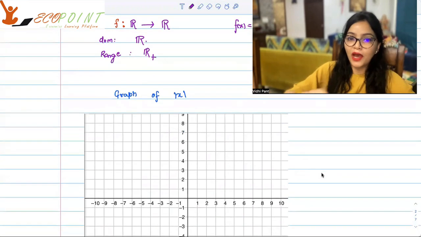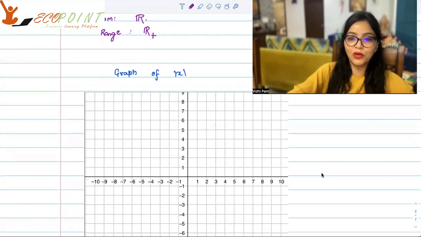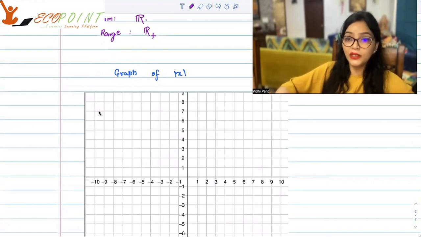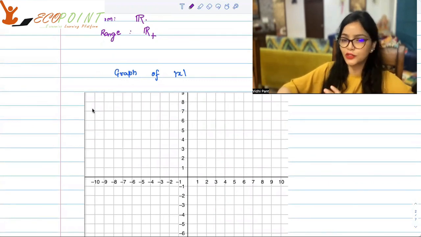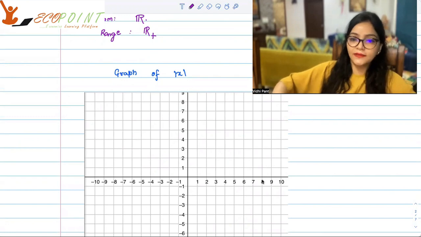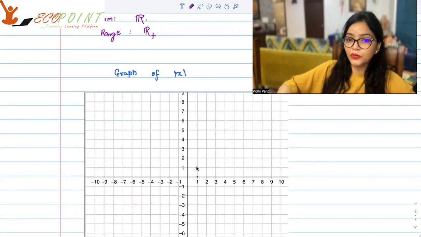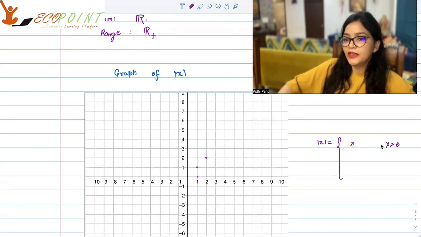Let's now talk about the graph of this function mod x, because we are well equipped with all the information that we require to create its graph. Mod x, if the input is 1, the output will be 1. If the input is 2, the output will be 2, because mod x, again, let's look at it piecewise. X greater than 0, it's going to be x. X equal to 0, it's going to be 0. X less than 0, it's going to be minus of x.